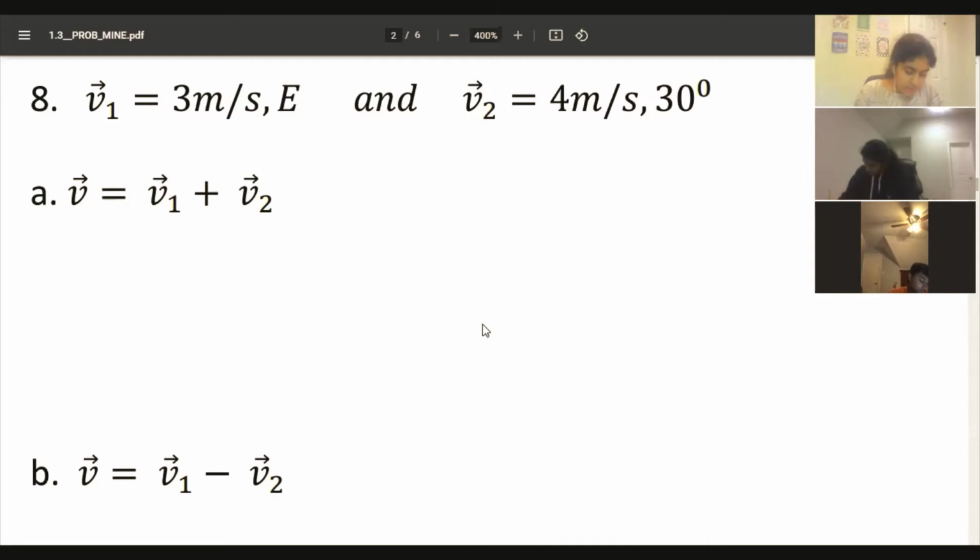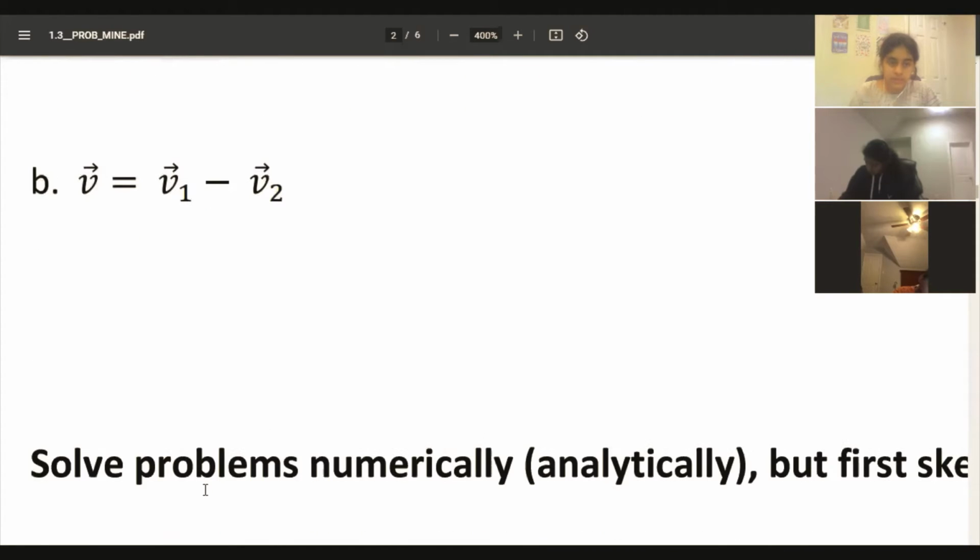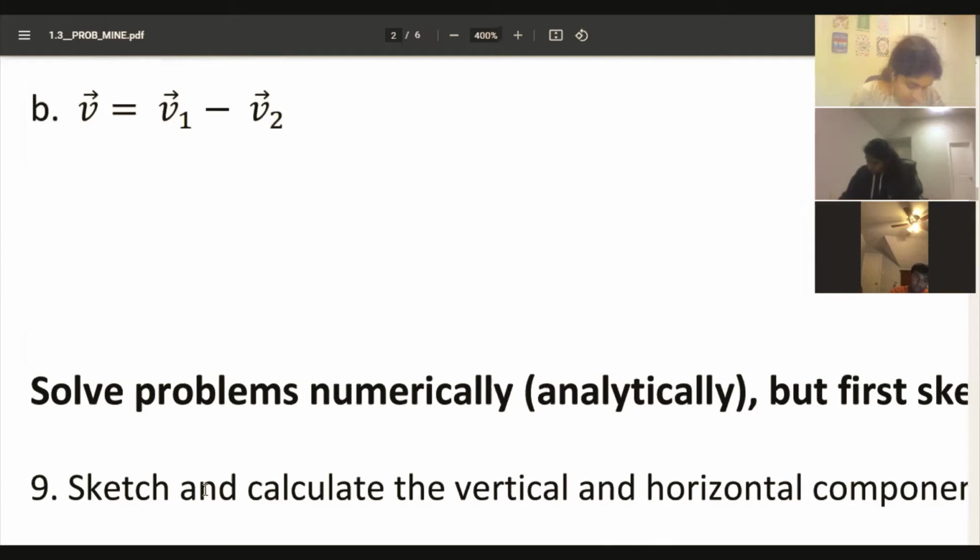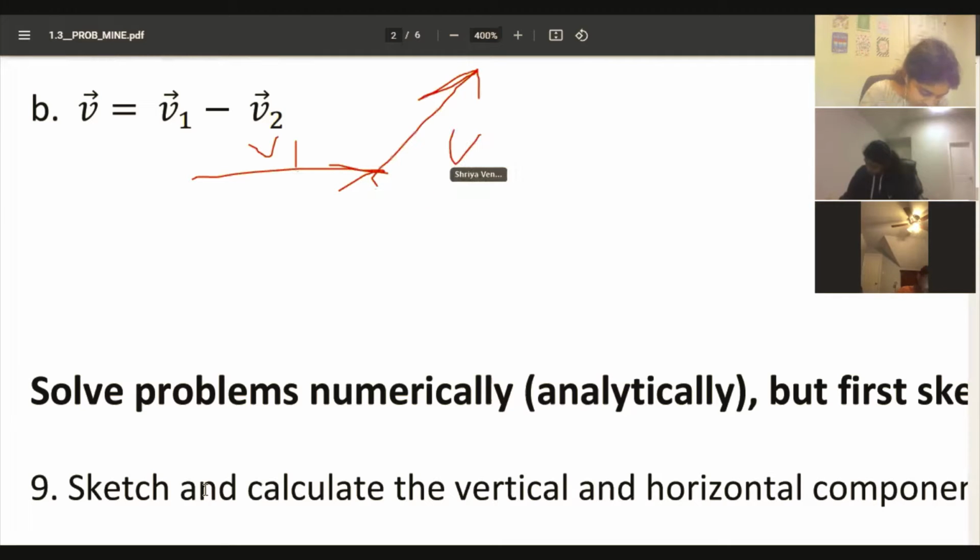Okay, so for 8b, it gets a little bit different because you have a negative in it, which means you're going to have to flip how V2 looks. So all we would do is draw just what we've done previously for A, because all we do is change the signs. So that is V1, and this was V2 as per the previous question.